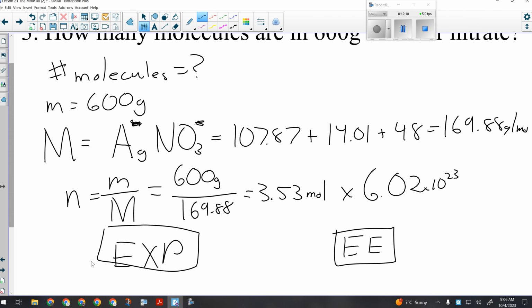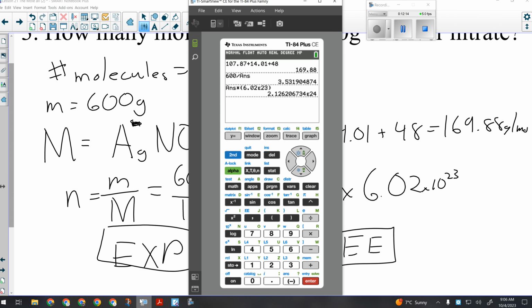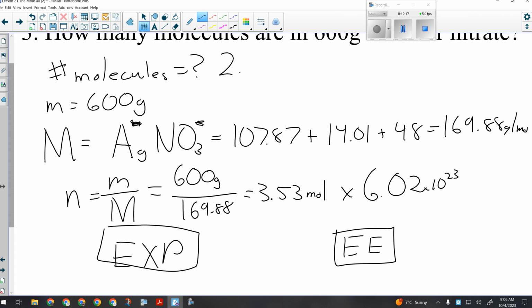So the number of molecules in this one here is going to be, sorry, I forgot the number, 2.13 times 10 to the 24 molecules.